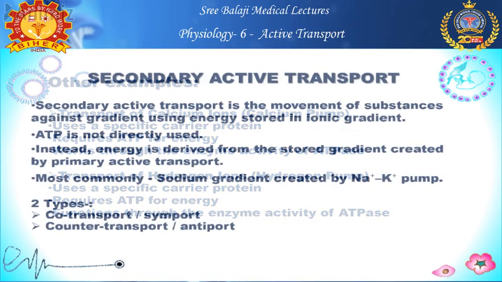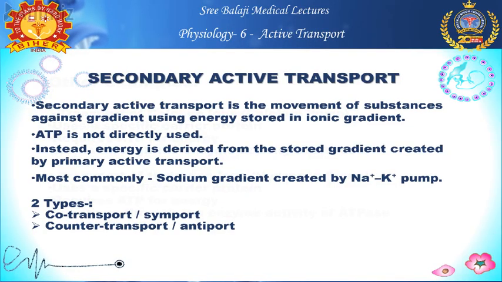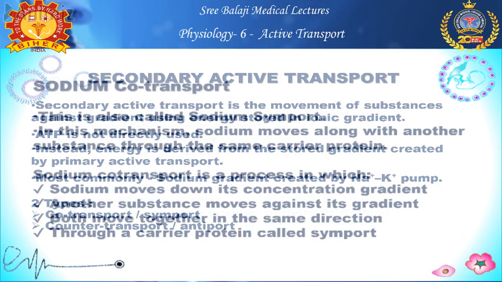Now we are going to see about the second classification, which is nothing but secondary active transport. Now this is slightly different. Here ATP is not directly used. Instead, energy is derived from a stored gradient created by primary active transport, most commonly the sodium gradient created by the sodium-potassium pump. Secondary active transport is the movement of substance against the gradient using energy stored in the ionic gradient. Types are co-transport and counter-transport.